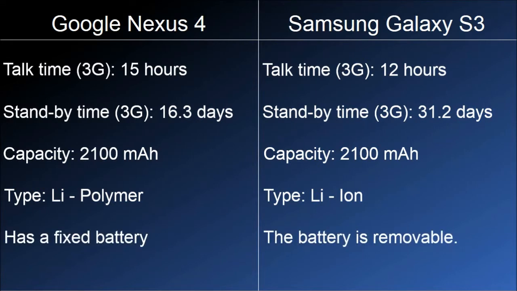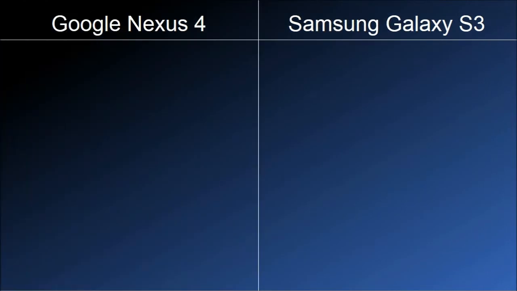However, on the Google Nexus 4 there's a fixed battery compared to the Samsung Galaxy S3 that has a removable battery. The removable battery is potentially a big upside to the S3, as it means that if the battery is faulty you can replace it yourself, or even better is that you're able to carry around a spare battery with you and easily switch batteries if your current battery runs out. So advantage S3 on the battery in my opinion.